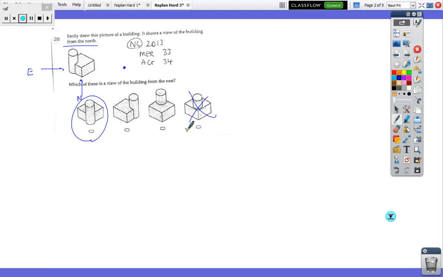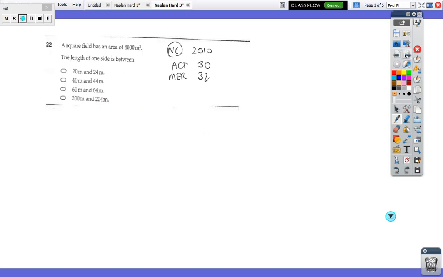It wouldn't be unheard of to pick that one, perhaps, because that's from the east. That's putting the thing on the east, but I think it's that one there. Okay, moving across to the next question.